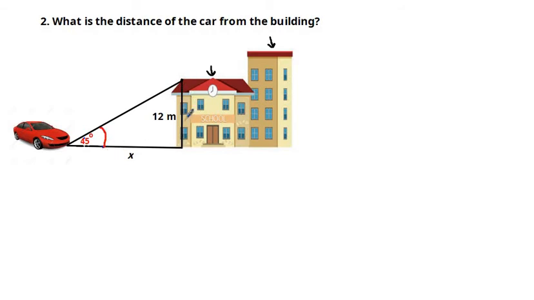The height of the building is 12 meters. So what is the distance of the car from the building? Right? So they need this distance right here, from this point of the building. Because if you notice, the line is right here, not drawn to scale. So let us check this out.